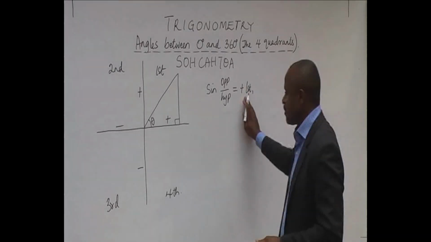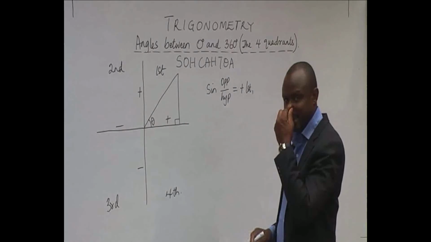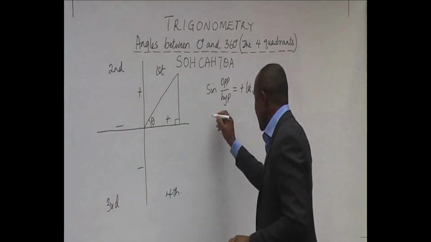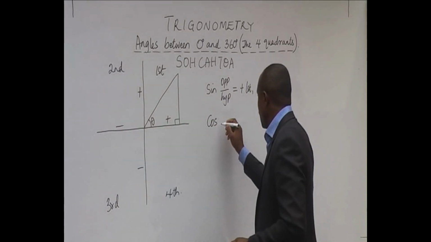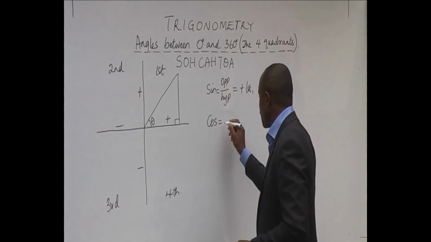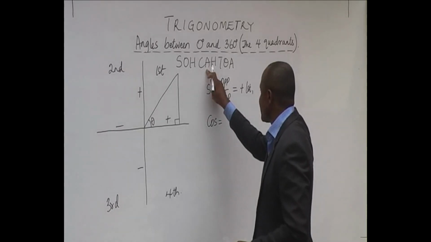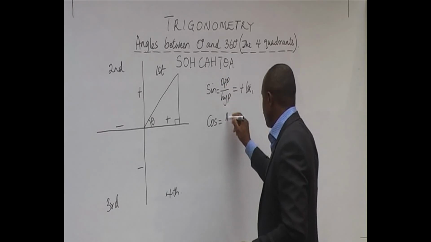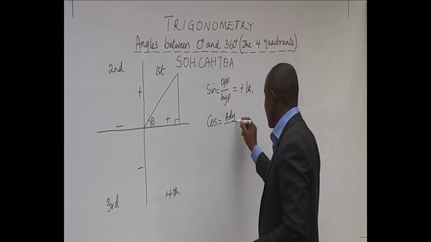Sine is positive in the first quadrant. Now let's look for cosine. Cosine is adjacent over hypotenuse. Adjacent over hypotenuse.